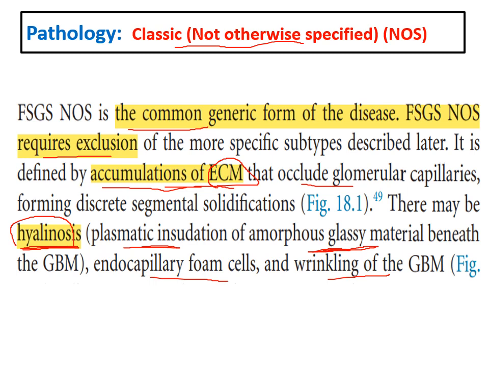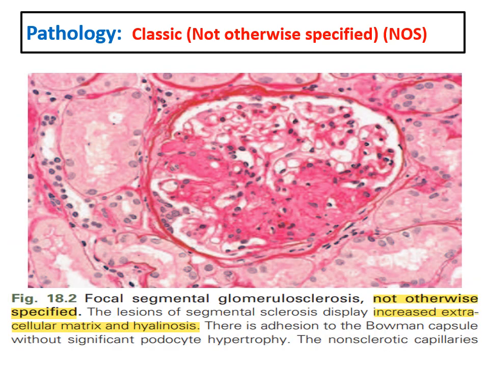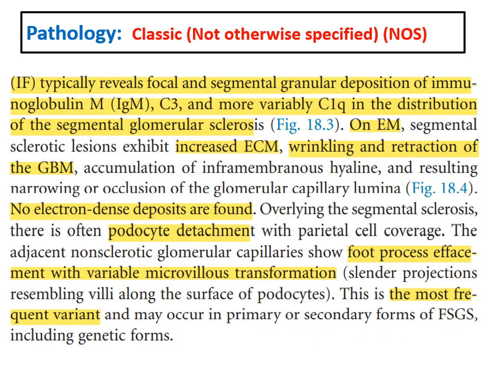You should know some notes for each variant. Classic variant, not otherwise specified, is the most common one, characterized by accumulation of extracellular matrix and more hyalinosis. This is the light microscopy, characterized by increased extracellular matrix and hyalinosis. This is the characteristic for a not otherwise specified variant. This is a light microscope.